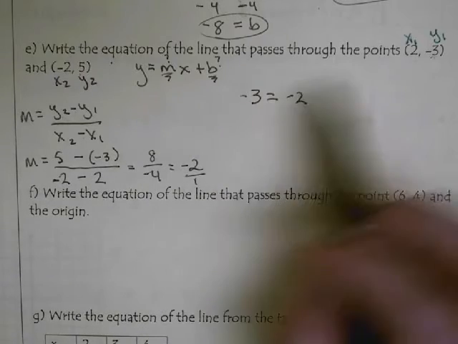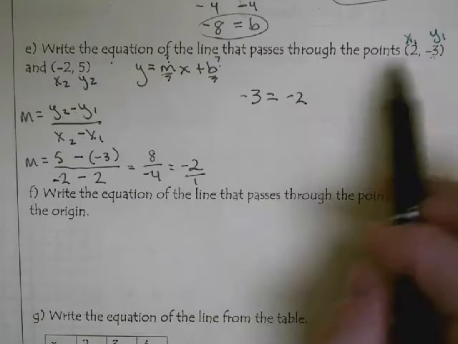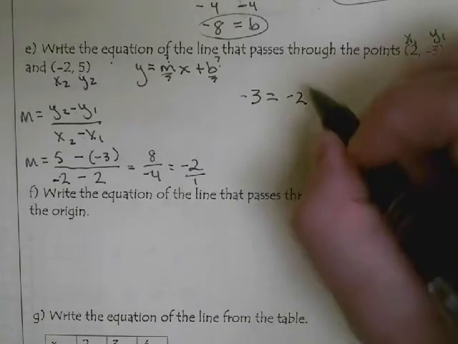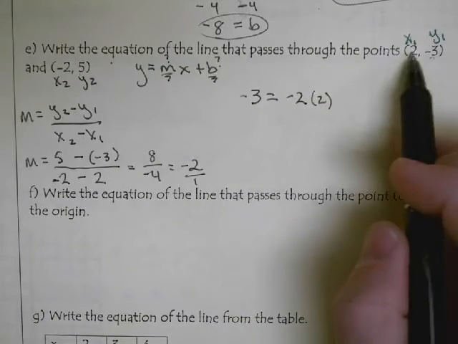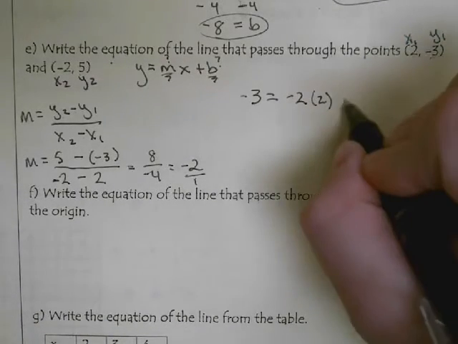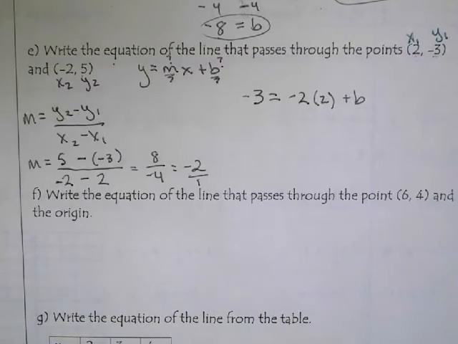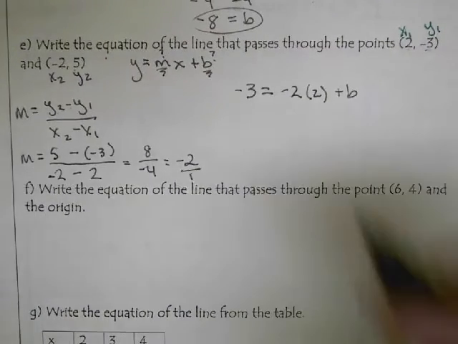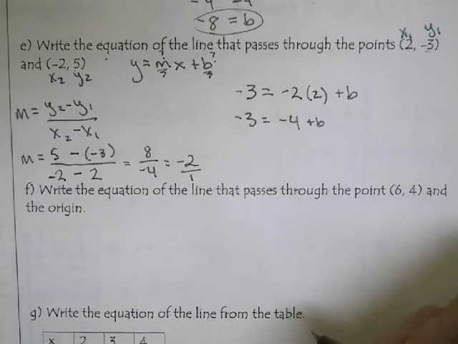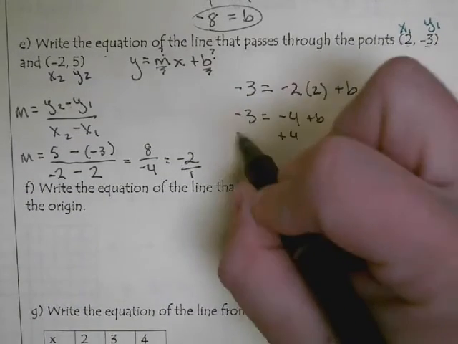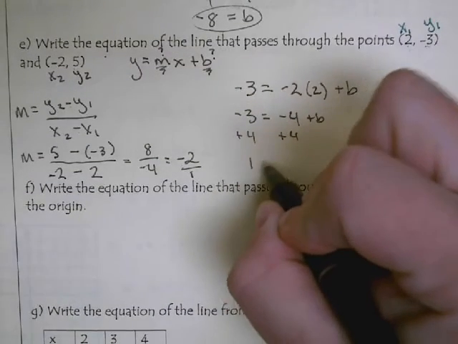So we have negative 3, so I'm using that y, equals negative 2, there's my m, times a positive 2, there's my x that I'm using that's associated with that y, and then plus b. Because we're just trying to figure out what b is, then we'll plug it all in and we're done with the problem. So we have negative 3 is equal to negative 4 plus b. Solving for b, we add 4 to both sides, and we get 1 is equal to b.